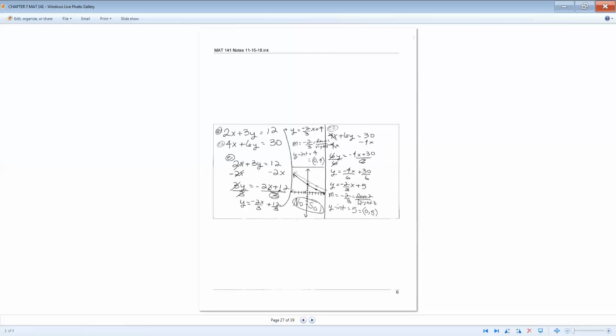So negative 2/3: down 2, right 3, and the y-intercept is (0, 5). So going back to this first line, graph (0, 4), that's right here. Then I go down 2, right 3, that's this point. For the second line, graph (0, 5), which is right here, go down 2, right 3, that's this point. And we have our two lines that are parallel, which means no solution.